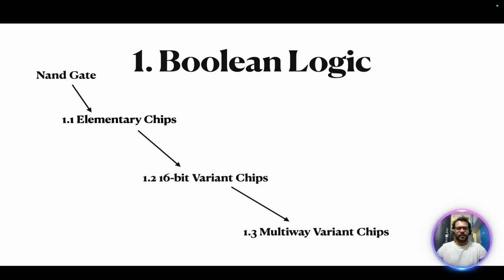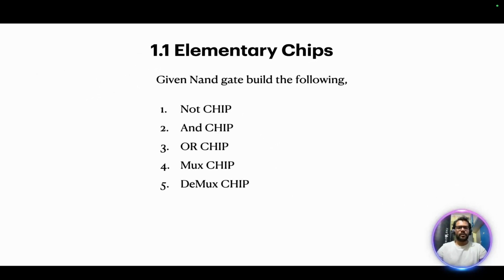Let's look at the elementary chips. What is the project all about? Given a NAND gate, we have to build the following chips. Basically, we have to build the following logics using NAND only. We have to implement the NOT chip, AND, OR, multiplexer and demultiplexer. Let's get started with the first chip, which is the NOT chip.